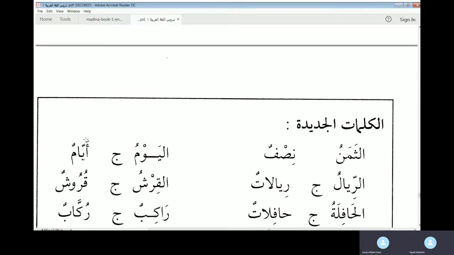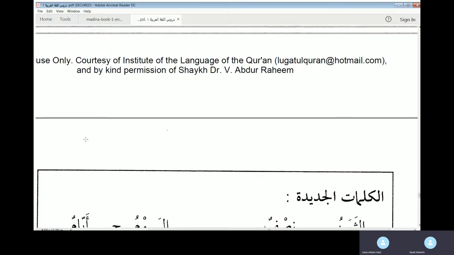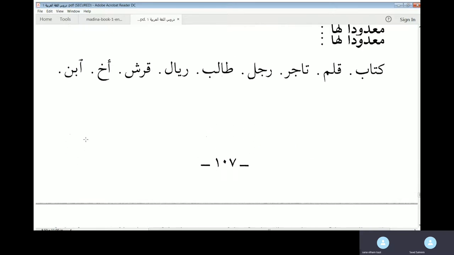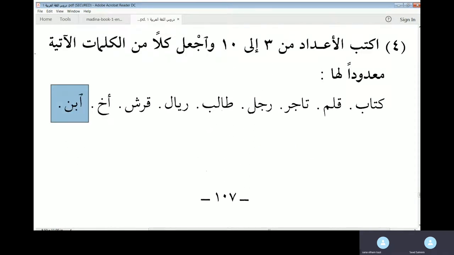But when should we put ta marbuta at the end and when should we not? Like rajulin, we didn't put ta marbuta. We cannot put it with a masculine word, only feminine names. For riyalat we use a simple ta, not ta marbuta. Yes. Now tell me counting from 1 to 10 for masculine words.